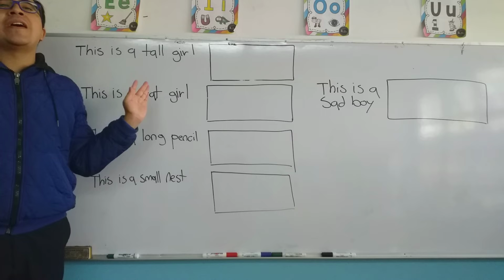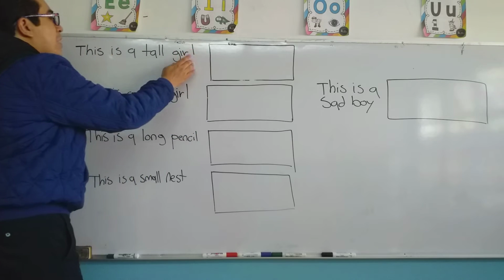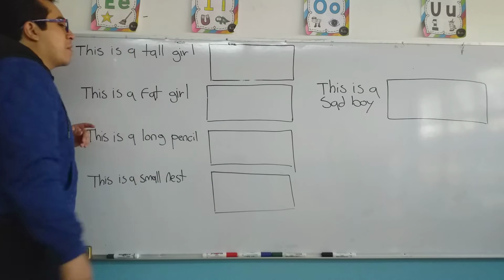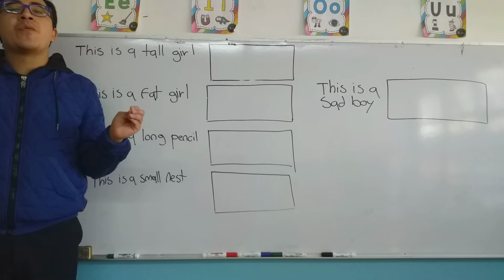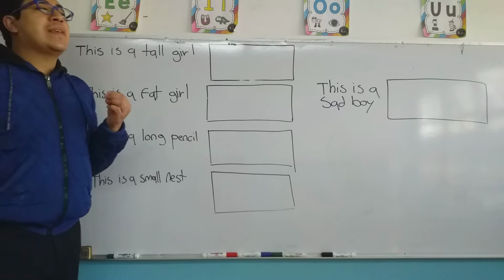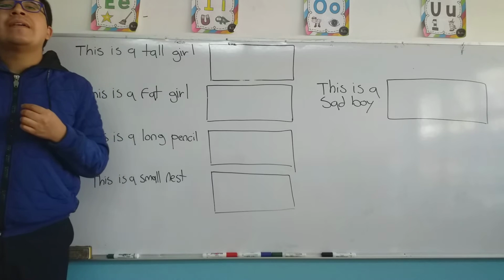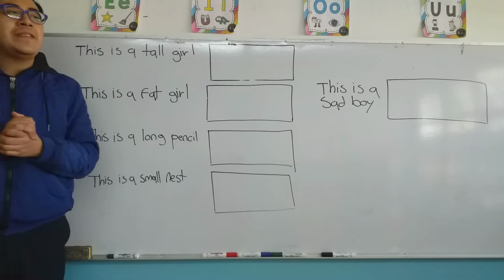On the left side, we have sentences, and on the right side, next to each one of the sentences, we have a rectangle. What we have to do is to draw, dibujar, what the sentence says, lo que nos indica cada una de las oraciones. Okay, tenemos que dibujar lo que dicen.